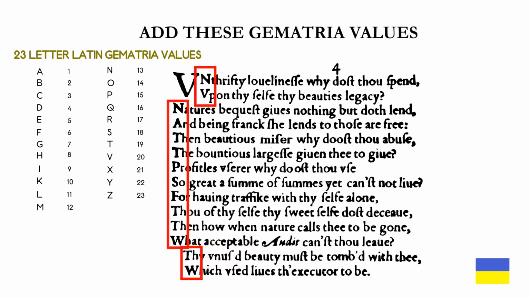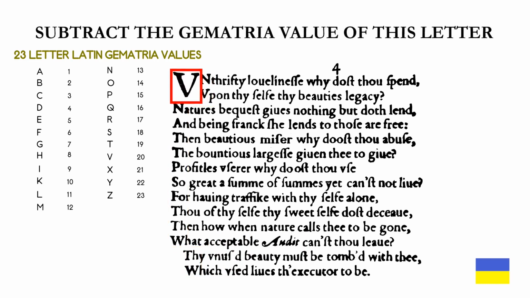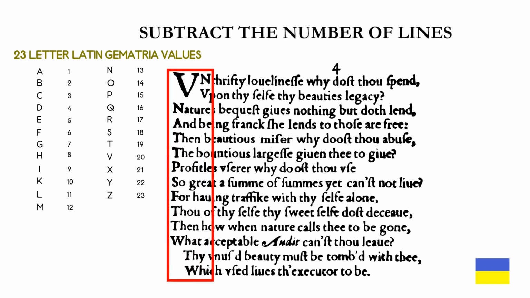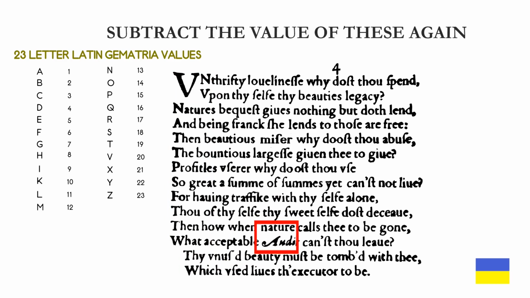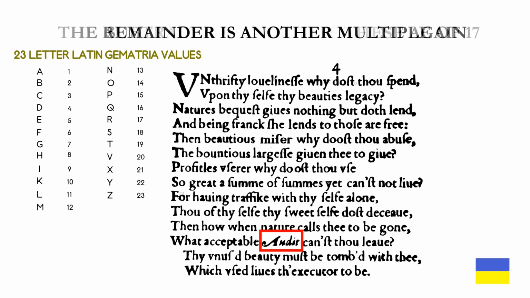For our next little puzzle, we add the same gematria values that we did in the previous puzzle. Then we subtract the gematria value of this letter, the uppercase V. Then we subtract the number of lines in the poem. And we subtract the value of the uppercase italic A plus the number of italic letters in the sonnet. The remainder is another multiple of 17.